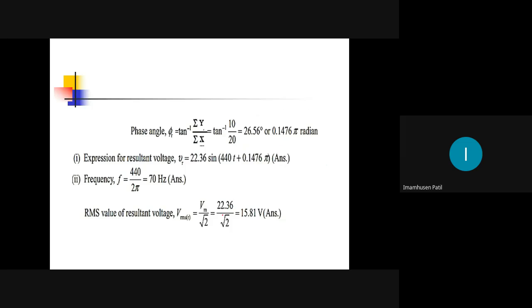The resultant is 22.36, and alpha is equal to 26.56. If you convert degrees into radians, you will get this. Now the expression is: the resultant is 22.36 sine(440t + 0.146).